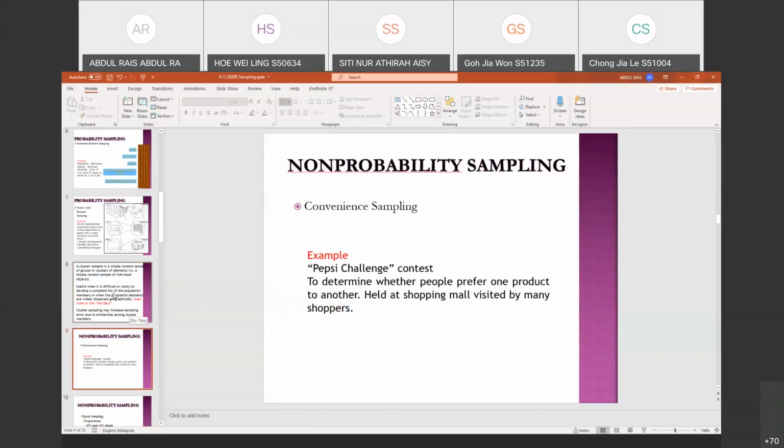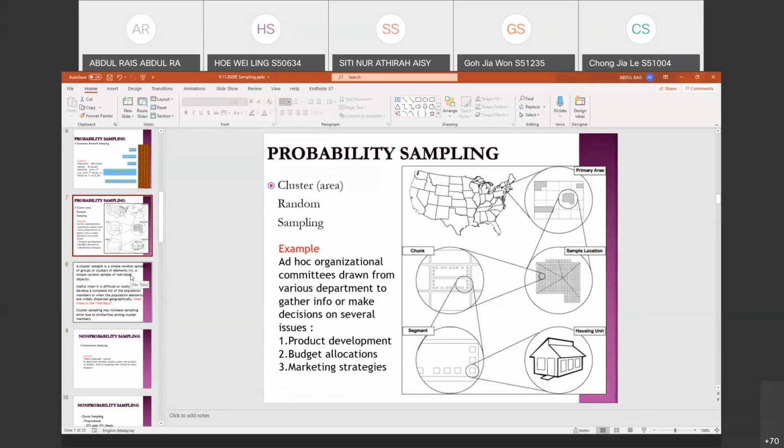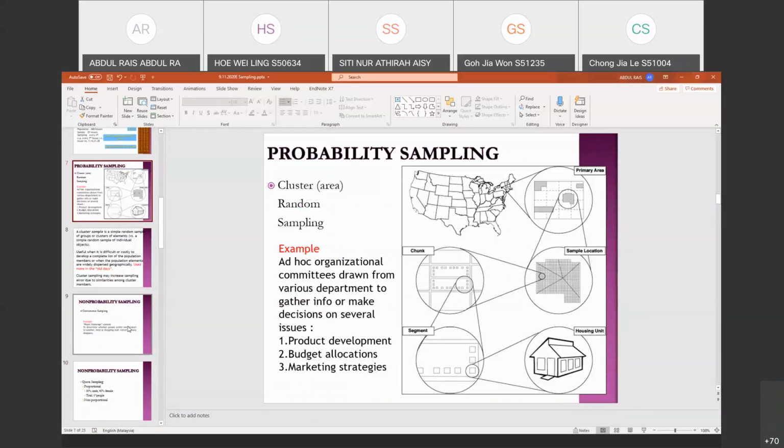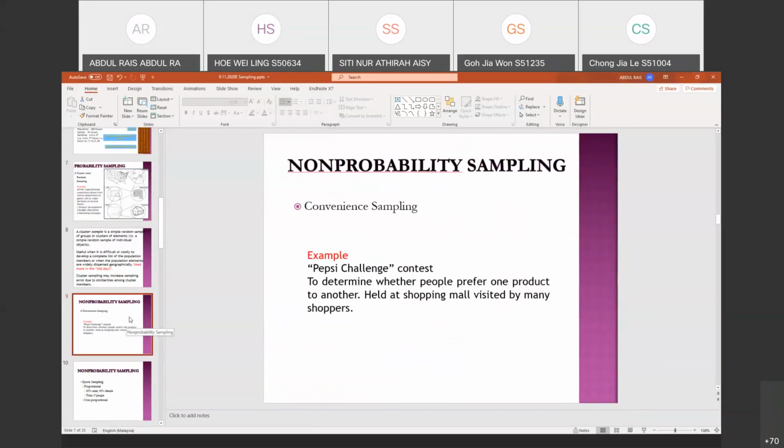All right, so that is some examples of probability sampling. So what about non-probability samplings? Okay, the most obvious one kalau kita tengok non-probability sampling is of course convenience sampling lah. Meaning kita pilih siapa sahaja yang ada di tempat kejadian di masa yang kita nak buat kajian tu.